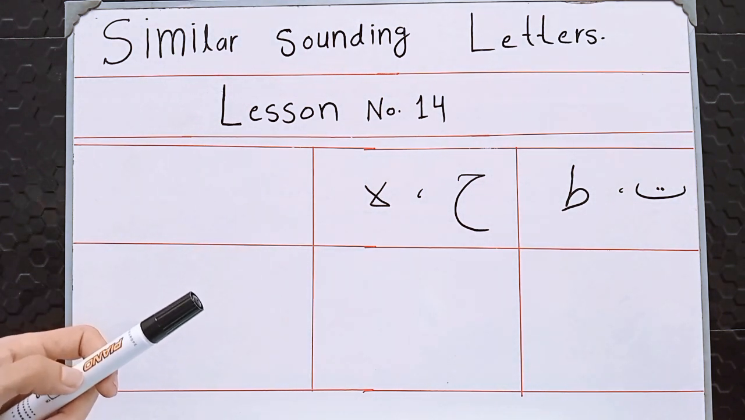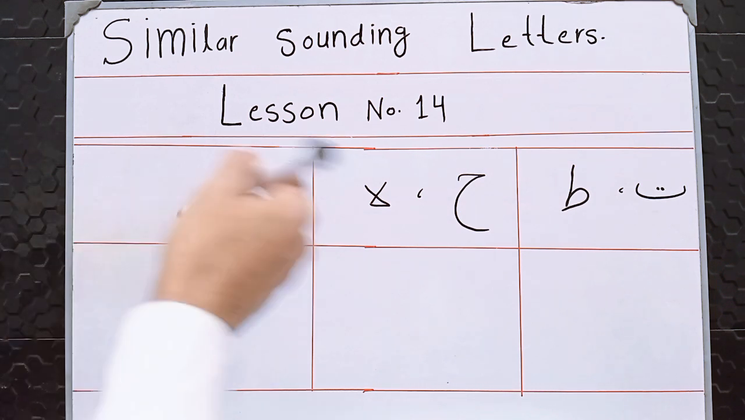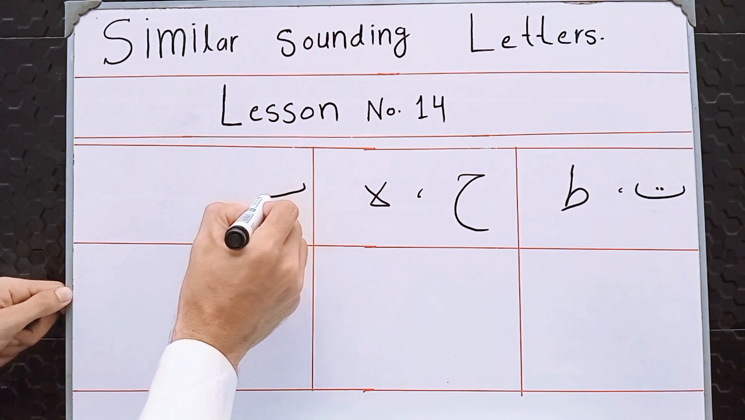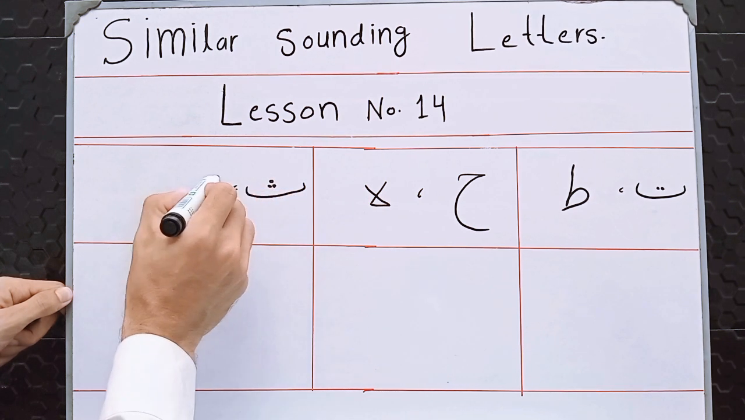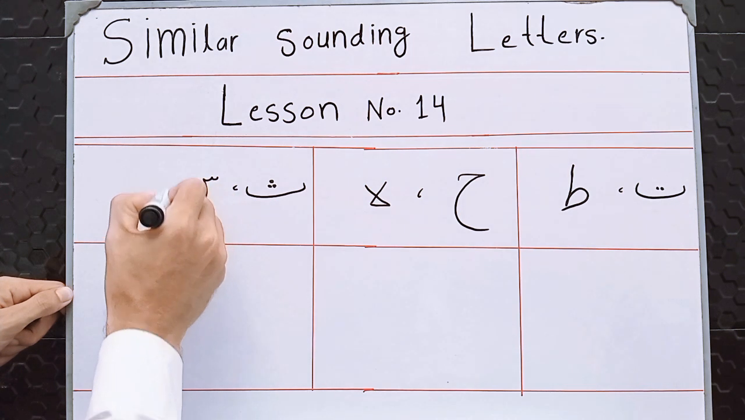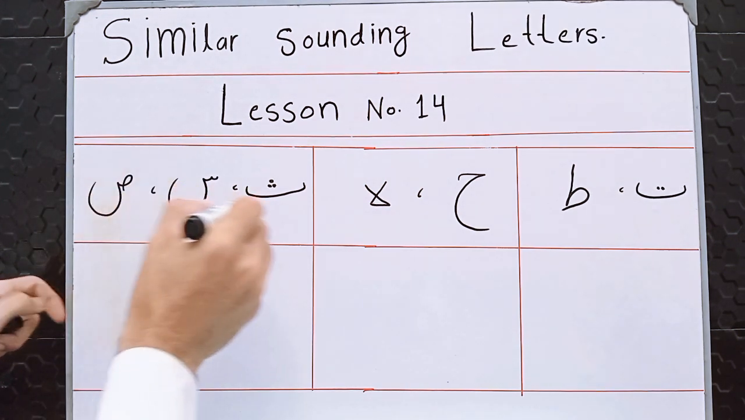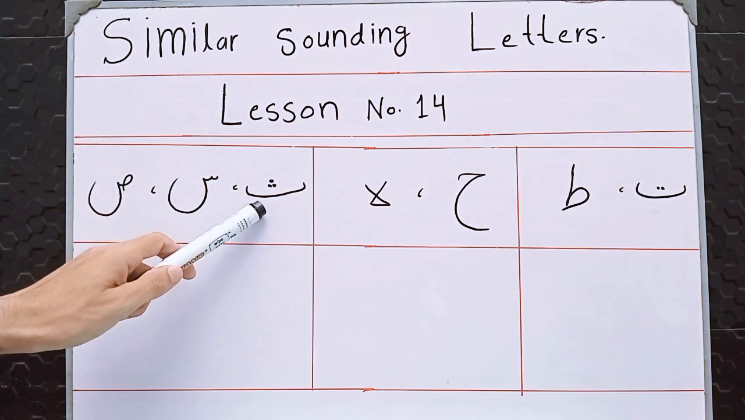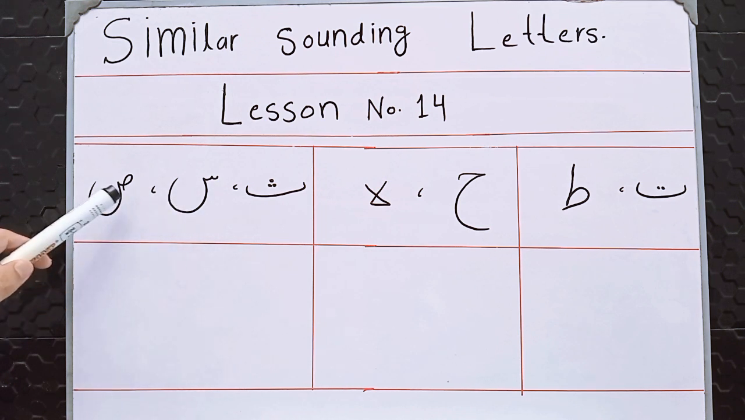So my brother and sister, the next one is tha, sin, sod. There are three similar sounding letters like tha, sin, sod.